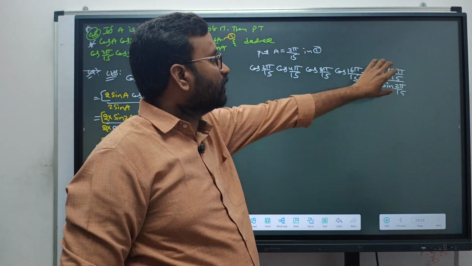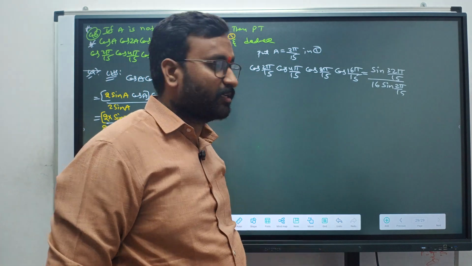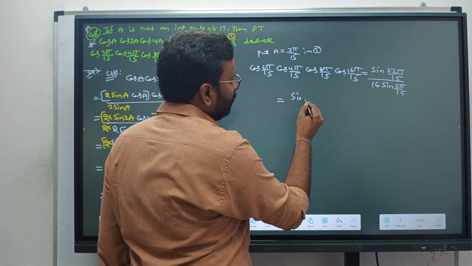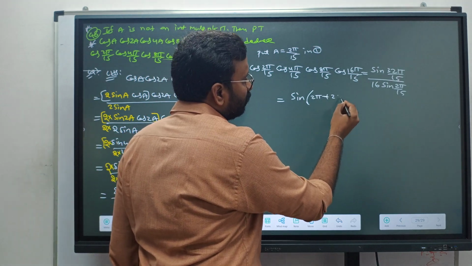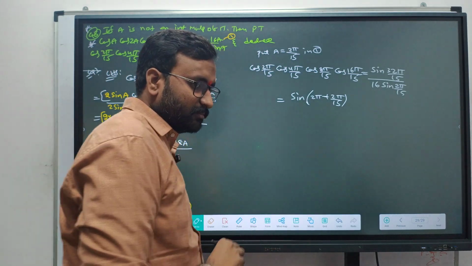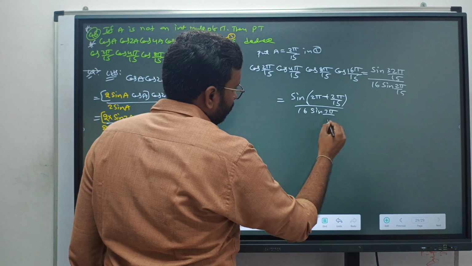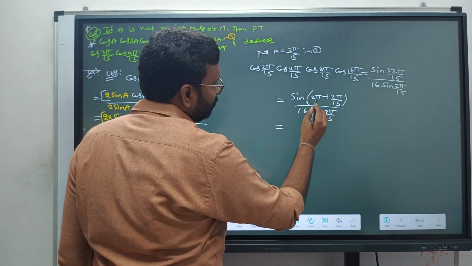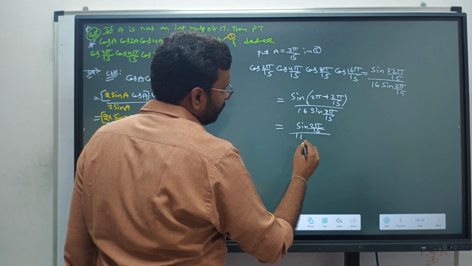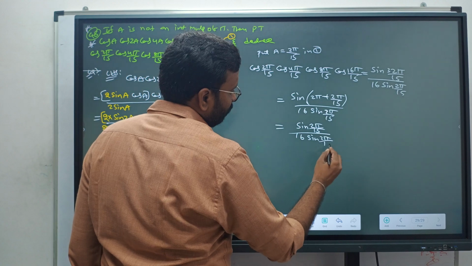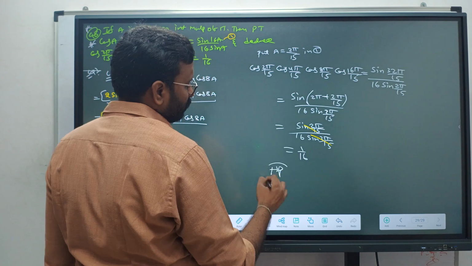16, 1, okay, means these two should be cancelled. You have to convert this into this or this into this. Then we can cancel. I am converting, see, this is sine 32 pi, I am writing like 2 pi plus 30, 2 pi by 15. Can we write? 15 to the 30, 32 by 16 sine 2 pi by 15. Now sine of 360 plus theta is sine theta, that is sine 2 pi by 15 by 16 sine 2 pi by 15. These two will get cancelled, 1 by 16, hence proved.